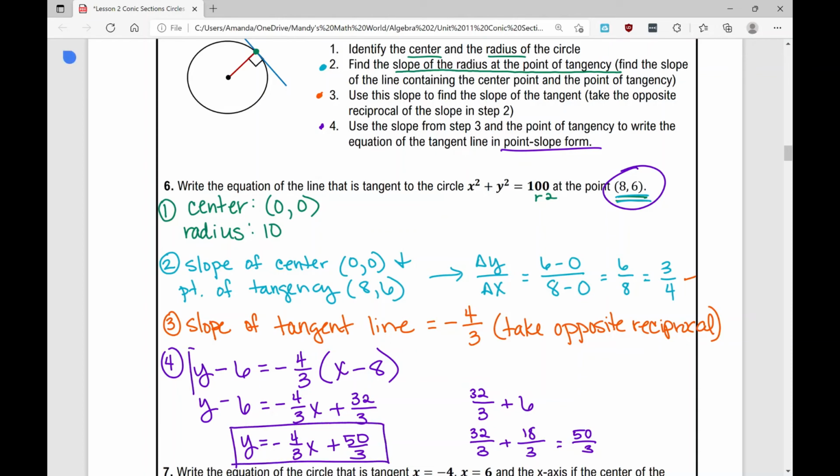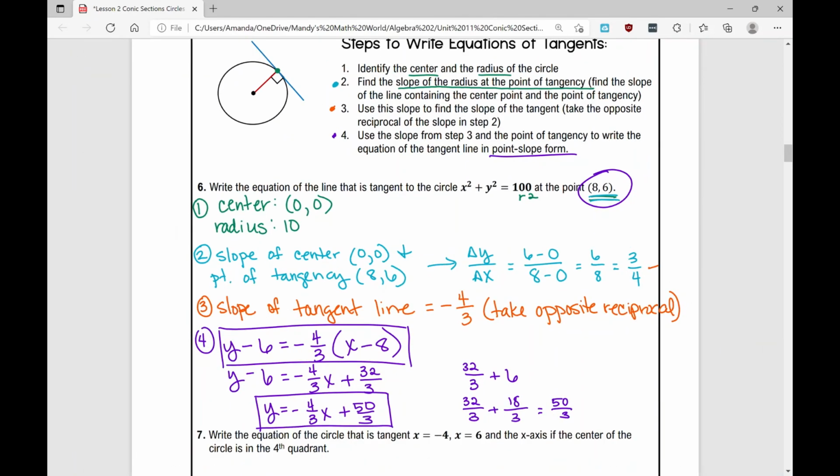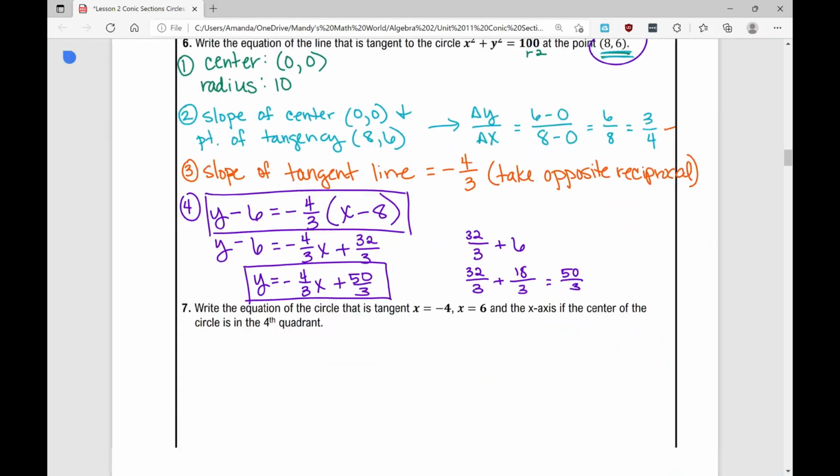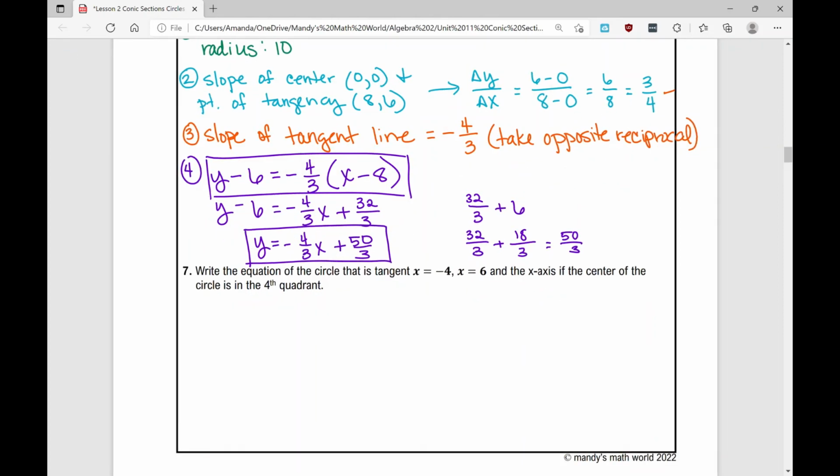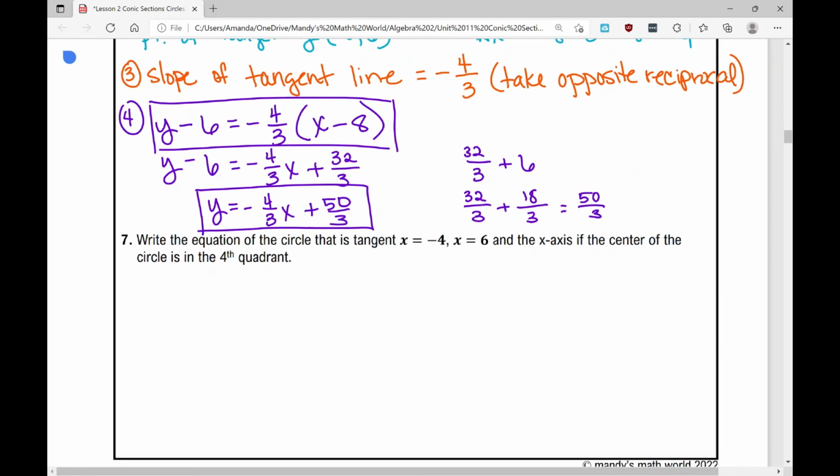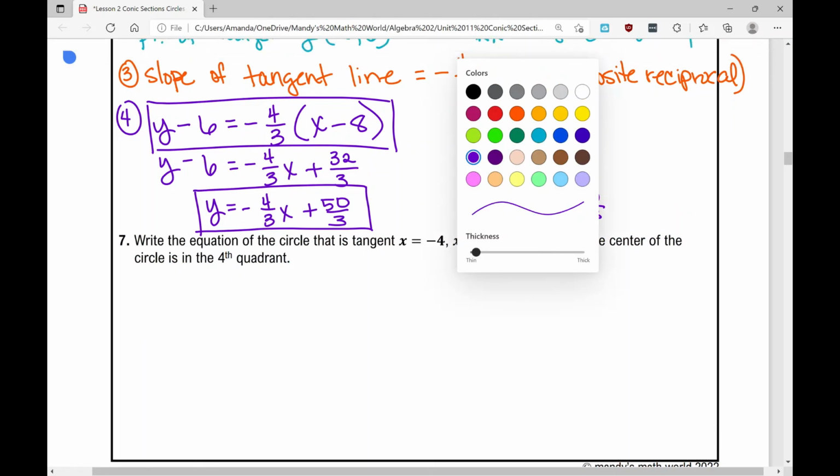Again, each of these equations works. That's in point-slope form. That's in slope-intercept form. You just need to figure out if you want to simplify it or not. I typically do not care if you simplify it. So let's move on to example number 7. This is the last example in these very long notes, which I apologize. There's just a lot to get through.